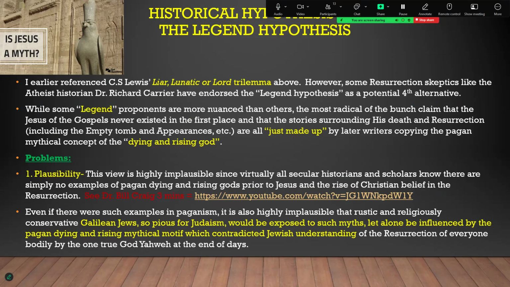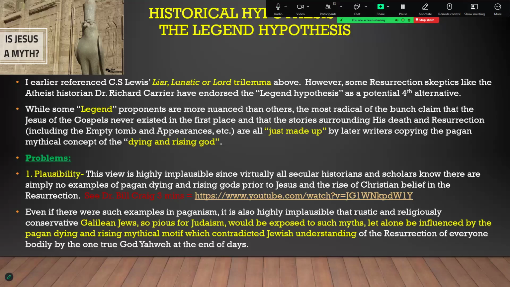So, okay. Our fourth and last hypothesis for today is the legend hypothesis, right? So, C.S. Lewis was famous for kind of making his trilemma, right? Either Jesus was a liar, or the disciples were liars, or they were lunatics, they were nuts, or Jesus really rose from the dead. He was the Lord. And this is known as his liar, lunatic, or Lord trilemma.